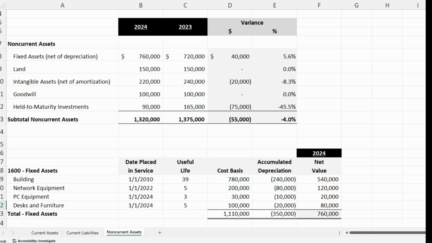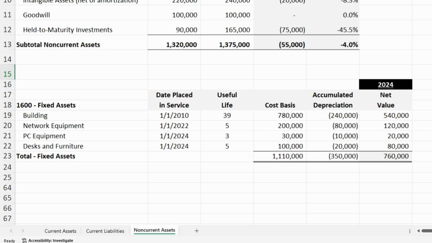And when you have fixed assets, you're going to depreciate them. That's why it's net of depreciation. This isn't the gross amount that you paid for your assets that are on the balance sheet. And our general ledger account for fixed assets in this example is $1,600. And we have 4 fixed assets in our general ledger account that are being depreciated over their useful life.